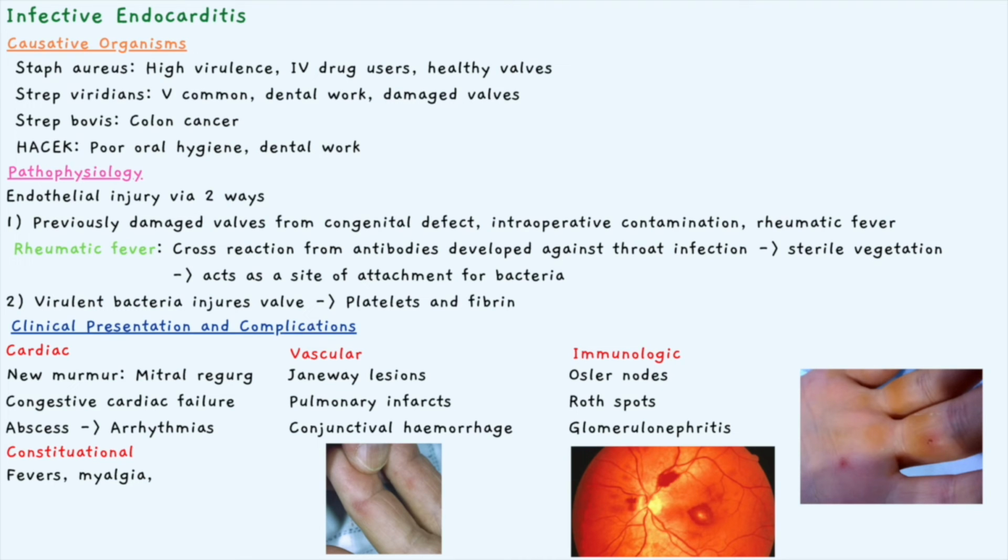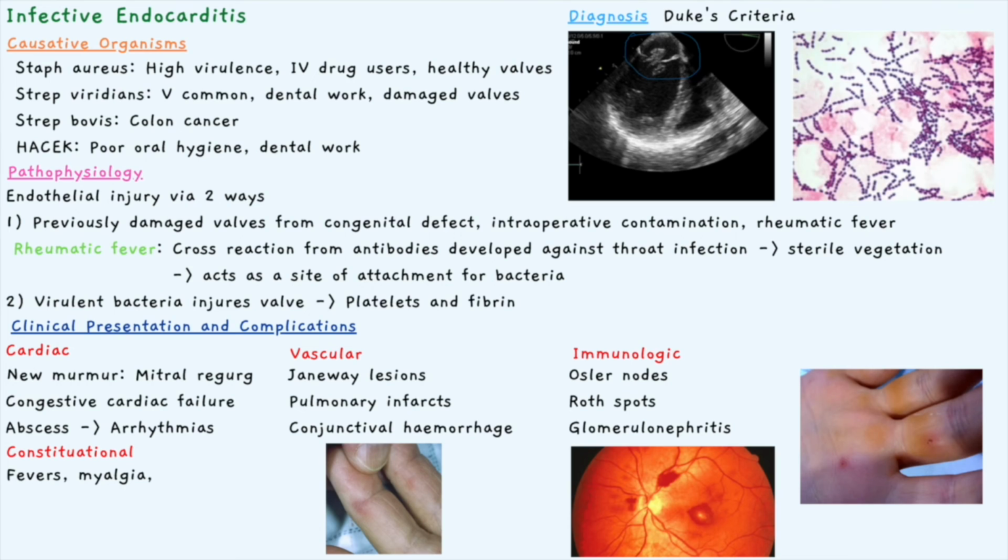Immunological includes Osler nodes, which are tender, shown here, and that's how they're differentiated from Janeway lesions, which are non-tender. Roth spots, shown in this picture, are essentially retinal hemorrhages, and glomerulonephritis, a similar mechanism where you have a reaction of antibodies in the kidneys.